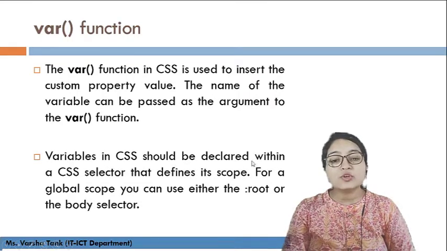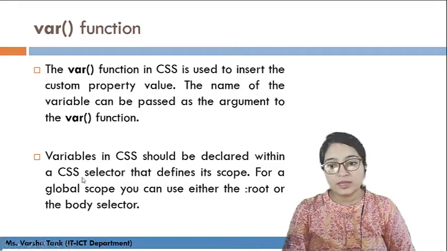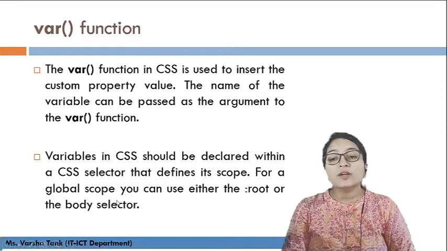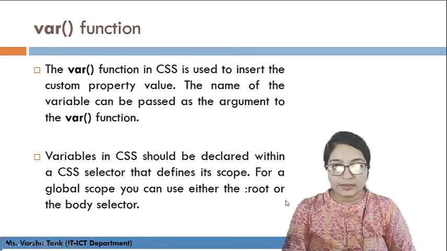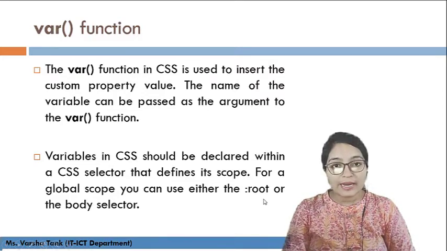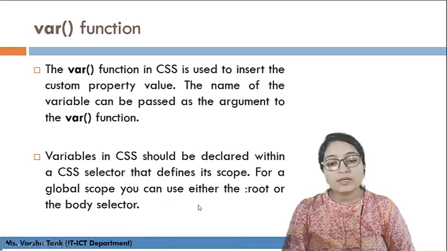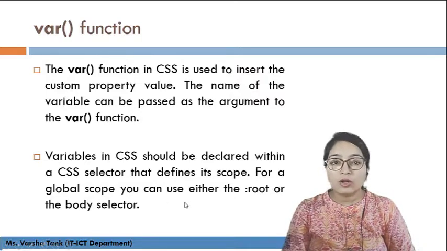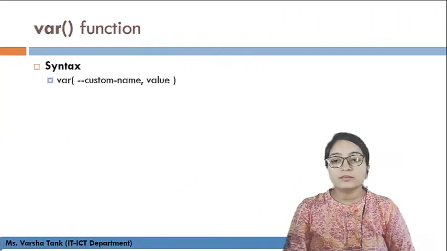A variable in CSS should be declared within the CSS selector, which defines its scope. For a global scope, you have to use either the root or the body selector. So if you want to define a global scope for the variable, you have to use the root pseudo class, or you have to use the body selector. So it can be applied globally in the whole HTML document.